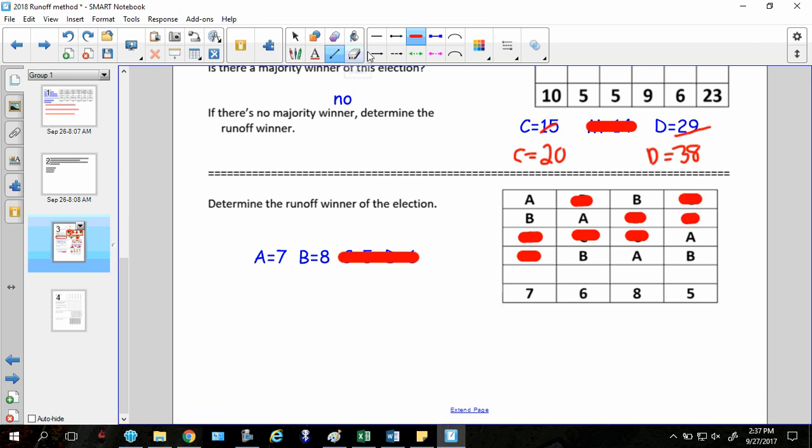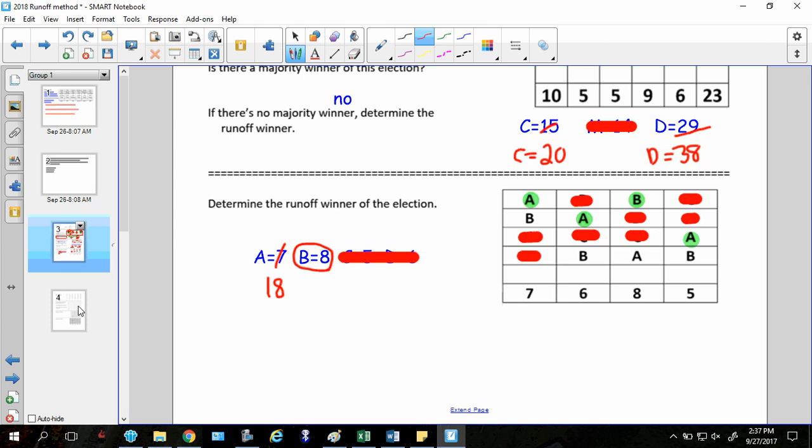So let me get my highlighter, and I'm going to mark all my first place votes. A was in first place here, A was in first place there, B was in first place in that column, A was in first place in that column. So B was only in first place for one column, so B is going to stay with 8 votes, but A won 3 columns for a grand total of 18.